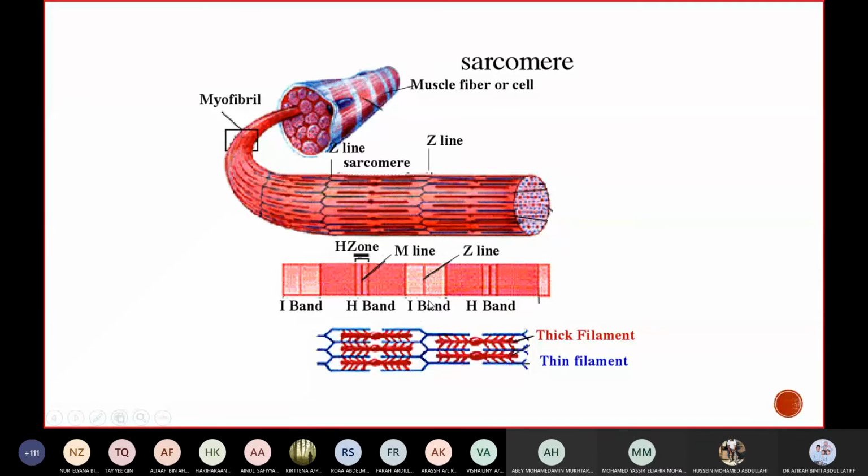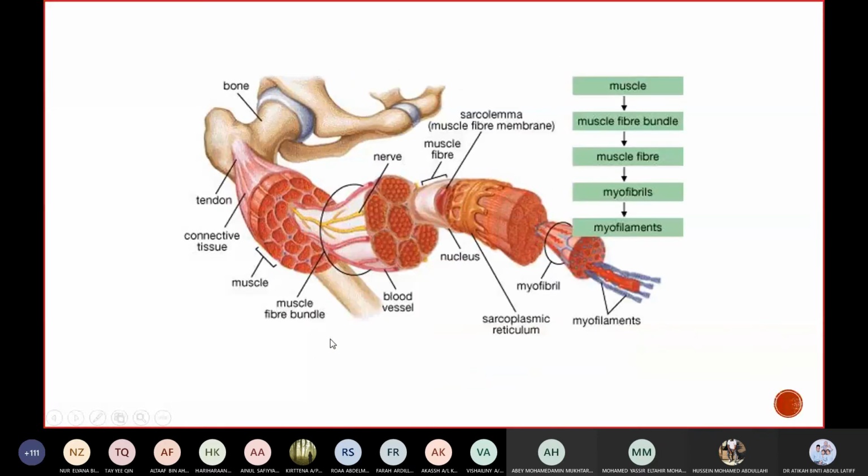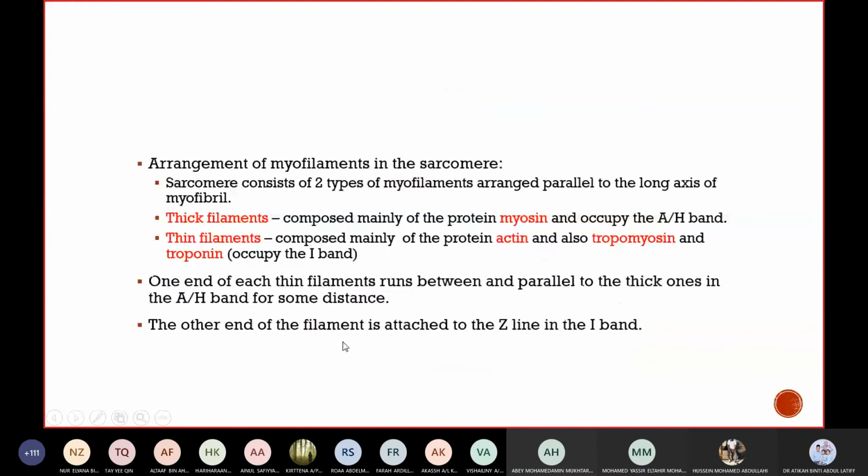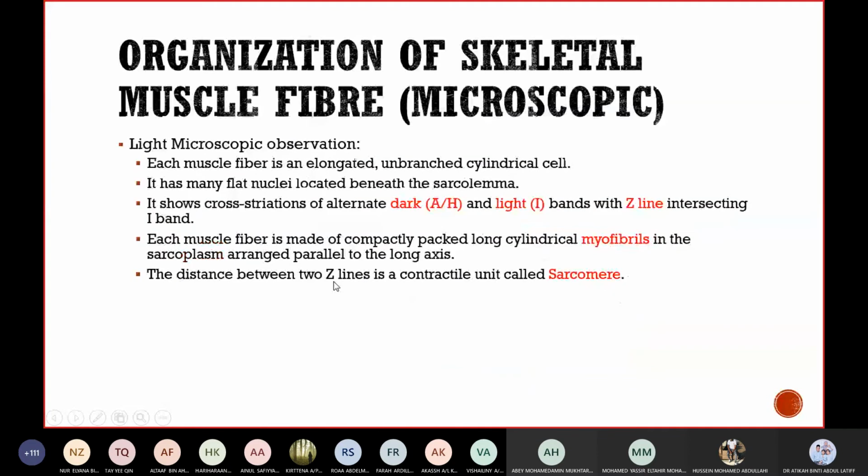It is due to the thin filament. Okay, and your dark area here would be your H or A band due to the overlap of the thick and thin filaments. And if you notice here, the I band is where you find your Z line. Okay, and as we mentioned here, the distance between two Z lines is the sarcomere.